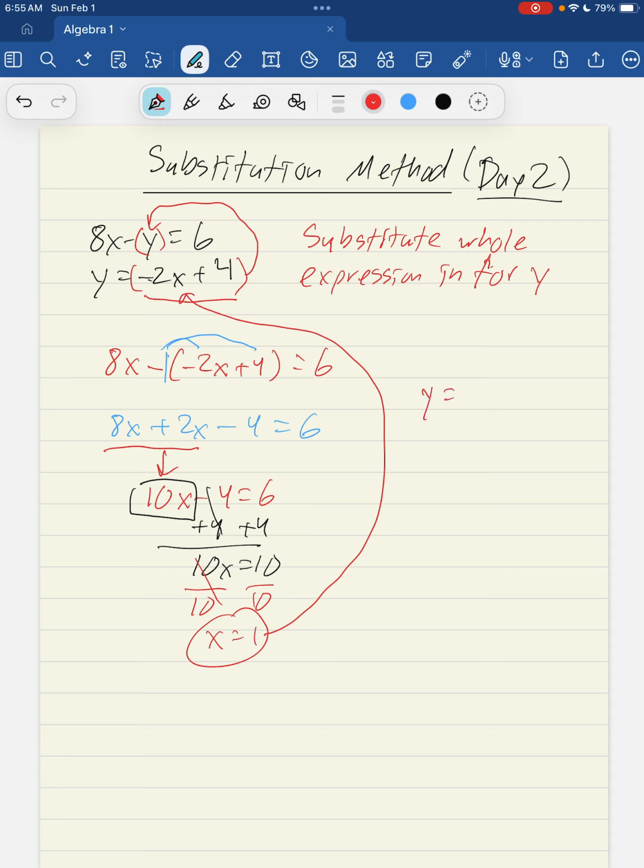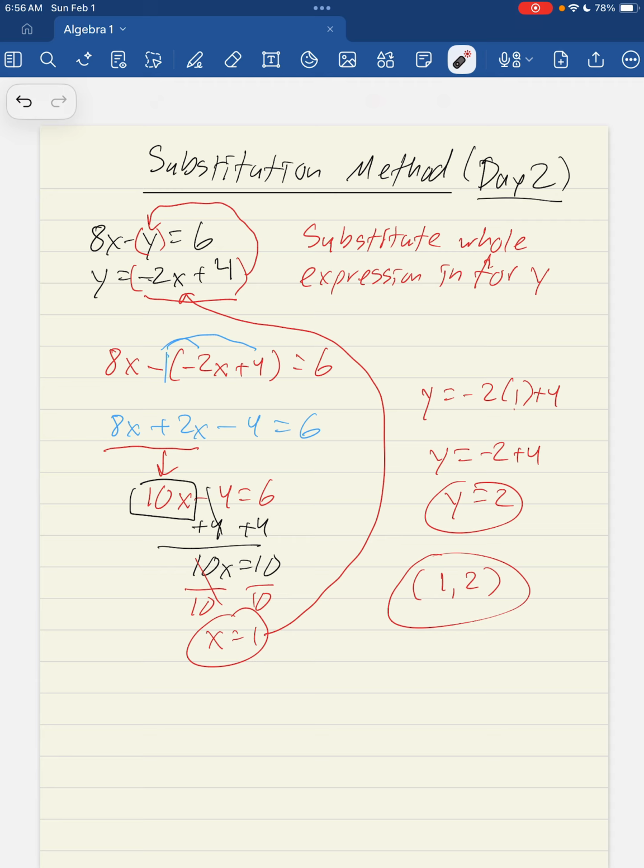So we go y equals negative 2 times 1 plus 4. From here, negative 2 times 1, y equals negative 2. And then the final answer is just going to be y equals 2. Boom. That's it. Remember, we now have our x and a y. We're going to write our answer as an xy coordinate. X is 1, y is 2. And there's our answer, which tells us if we were to graph these guys, they would intersect at this particular coordinate.